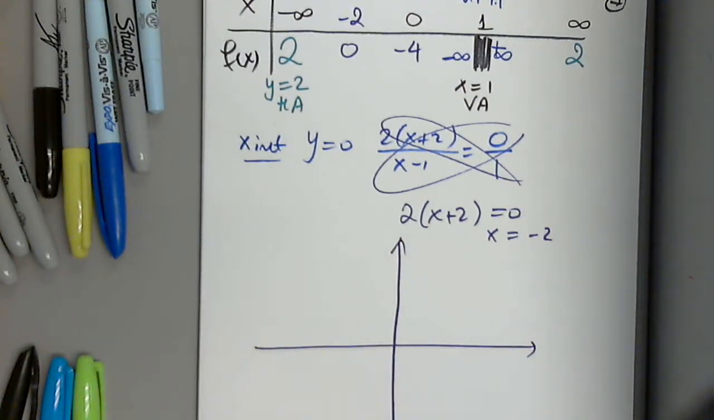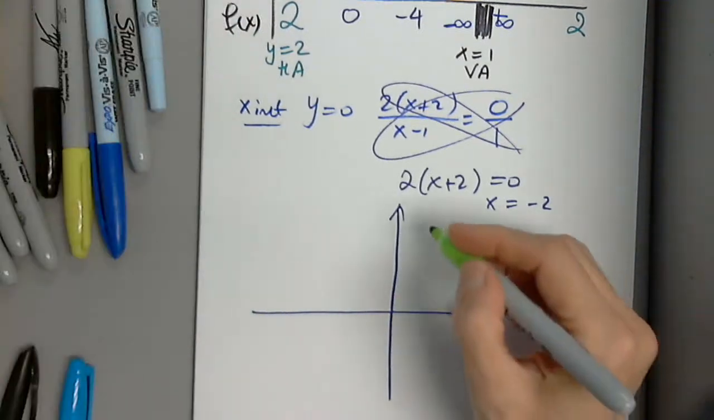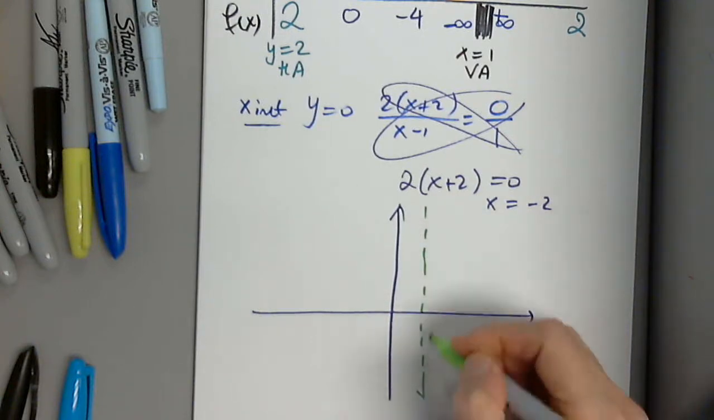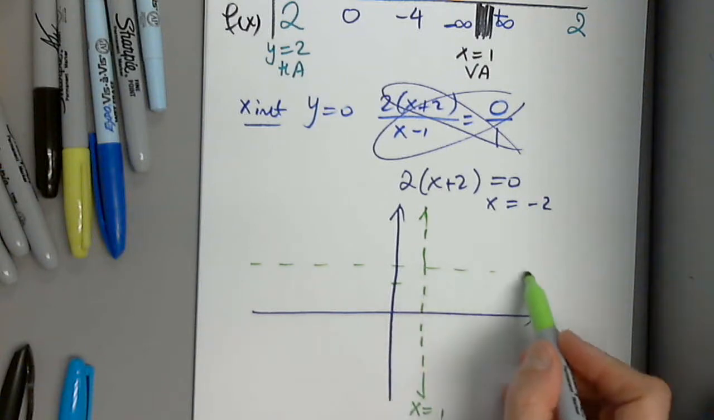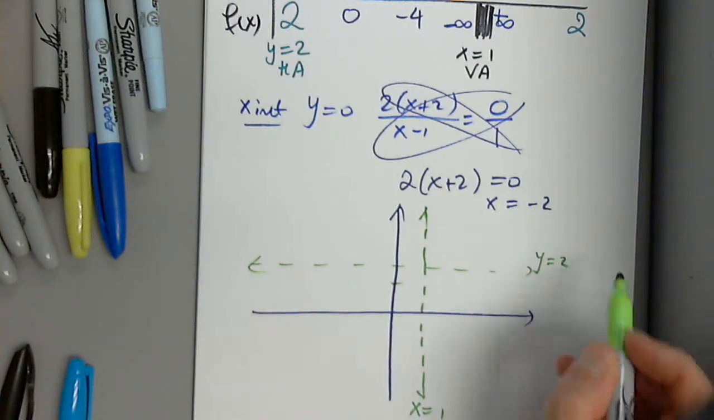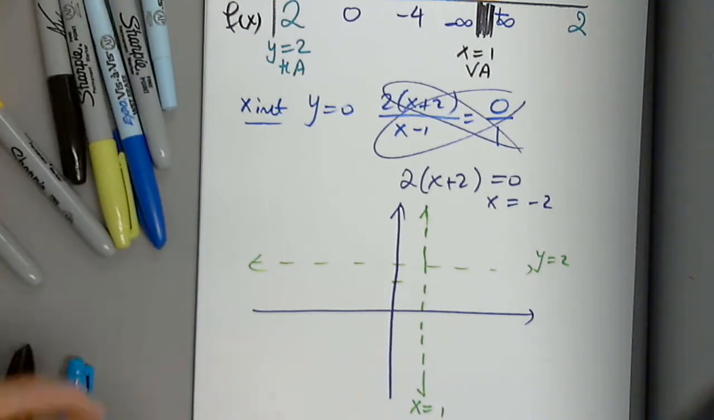When we graph a function with asymptotes, we must graph the asymptotes first. Like we did with the quadratic function, we graph the vertex and then the axis of symmetry. The same thing here. Although they are not part of the graph, I have to graph them first. So x = 1 is this. That's the first asymptote. And y = 2 is this. The next step, I have to plot the points I have.